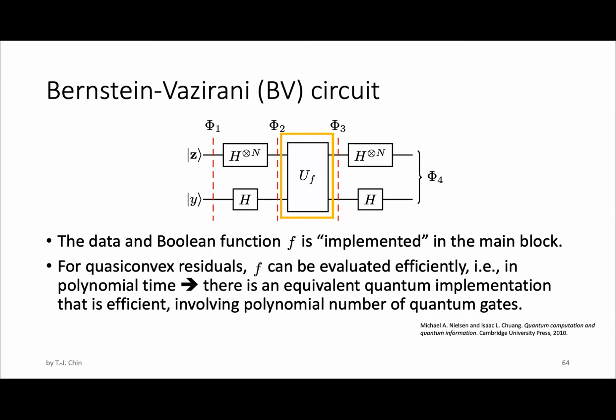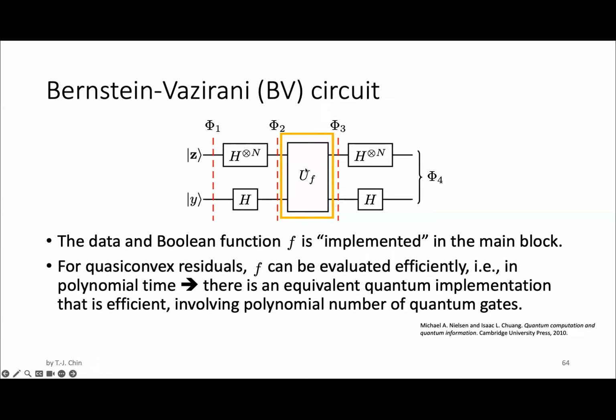So the circuit we ended up using is called the Bernstein-Vazirani circuit, or BV circuit. It looks like that. It's a very, very standard quantum circuit in any quantum textbook, so we did not invent this at all. The key thing is that the Boolean function F is implemented in this block here, and the data points also must be implemented in this block. Bear with me, that's a leap of faith that that's doable at all, but bear with me. If we can implement our function F and encode our data in this quantum transformation F, what can we do?